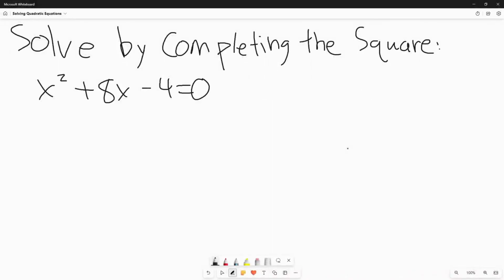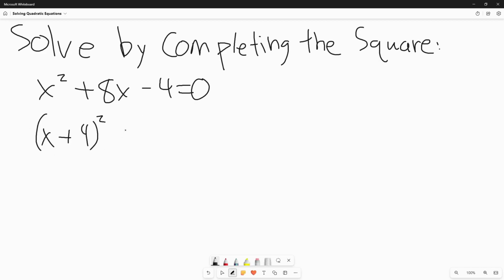Now, let's try another practice problem. If you think you can do this one by yourself, then pause the video and try it. But this question is asking to solve this quadratic equation by completing the square. Remember, to complete the square, we have to do (x + b/2), which is 8, so 8 divided by 2, which is 4, squared.